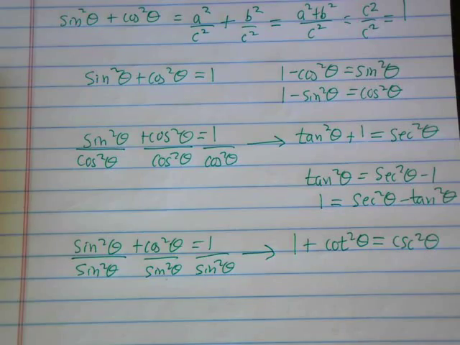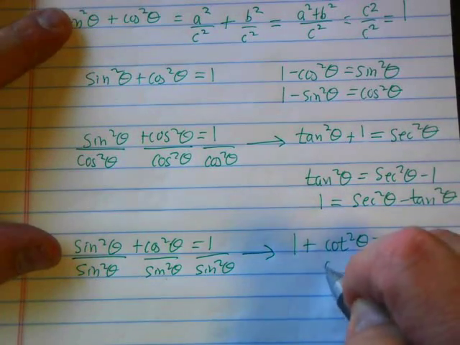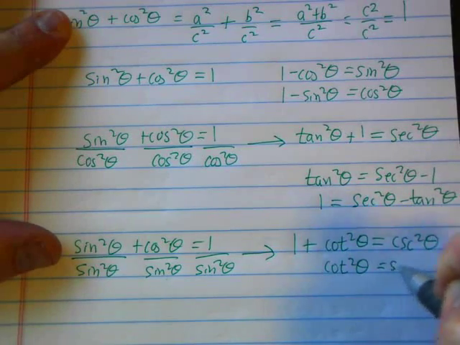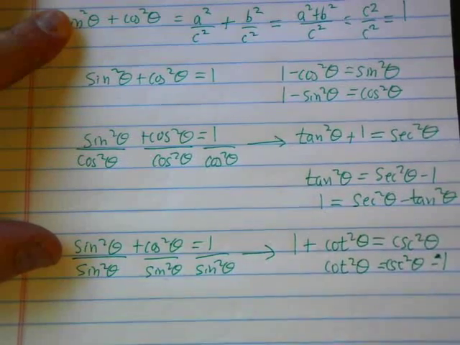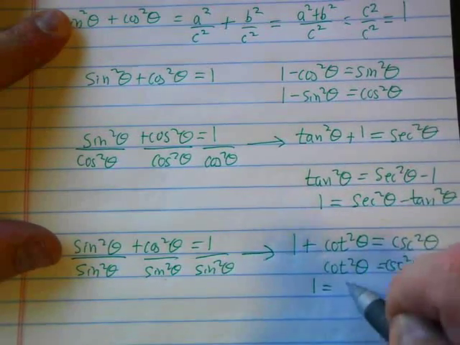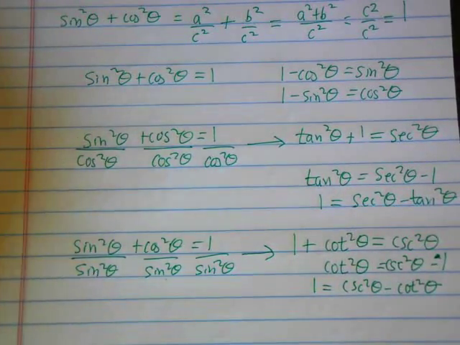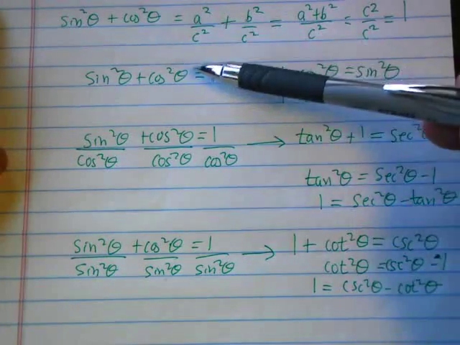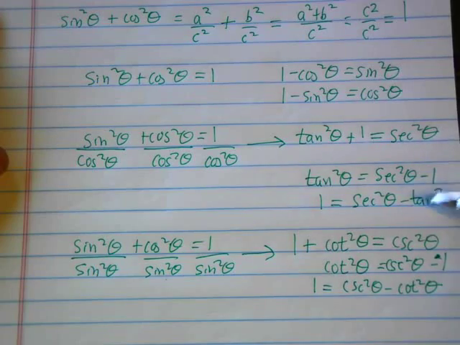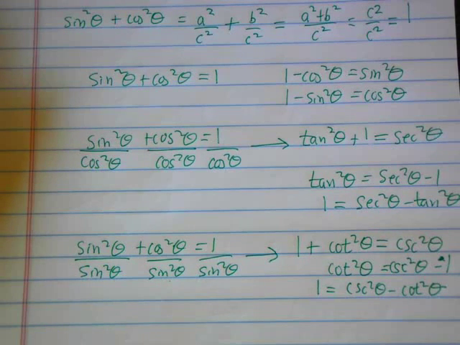And again, sometimes this one is rearranged in different forms. You'll see cotangent squared theta is cosecant squared theta minus 1. Or you might see 1 equals cosecant squared theta minus cotangent squared theta. So there's, let's see, 1, 2, 3, 4, 5, 6, 7, 8, 9 different looking versions, and they're all called one identity. They're all called the Pythagorean identity. So there's really 9 different forms of it. Questions on that?